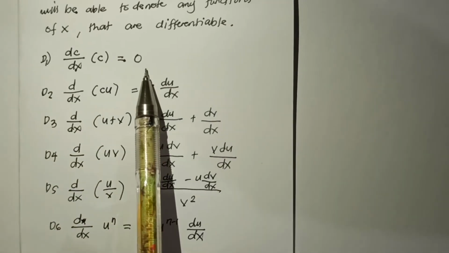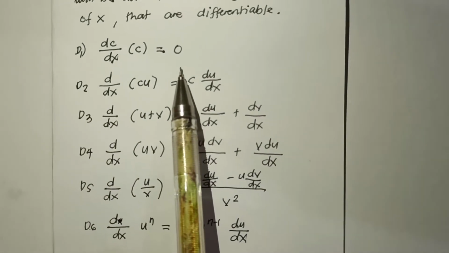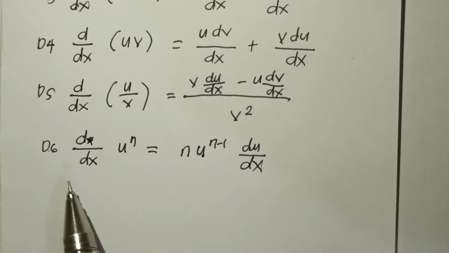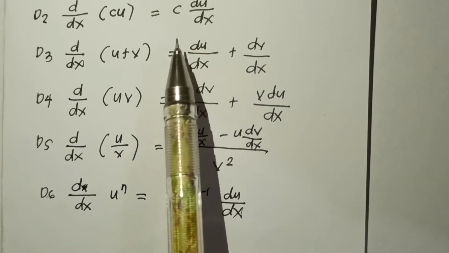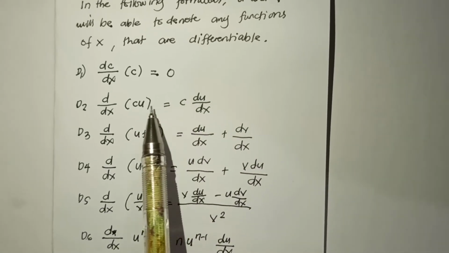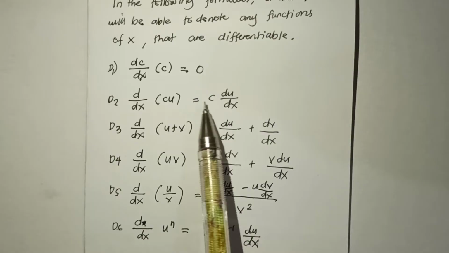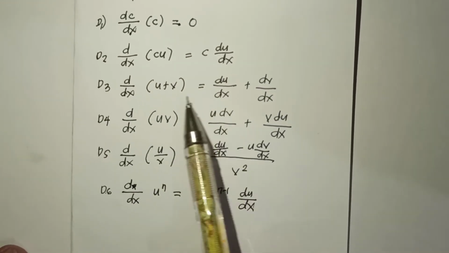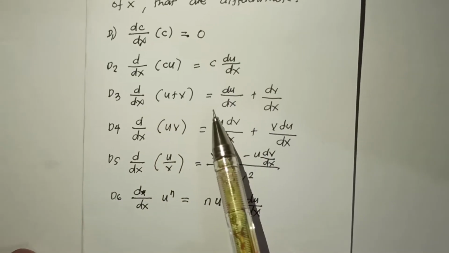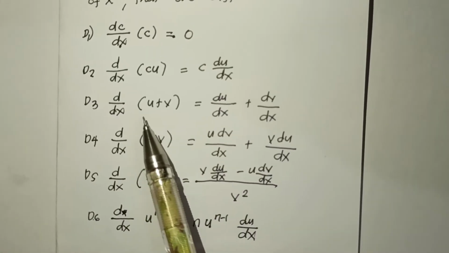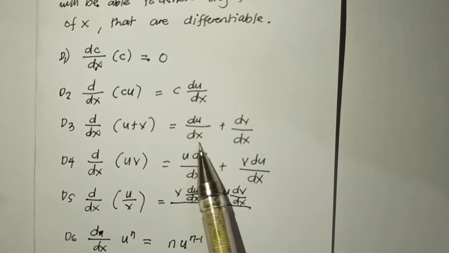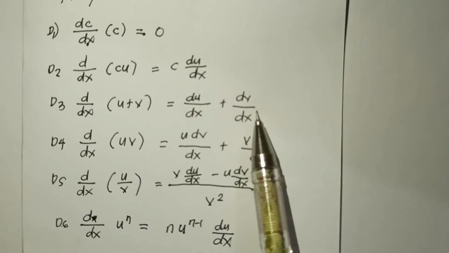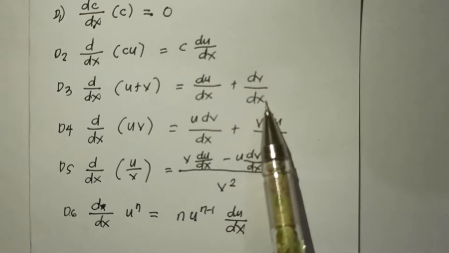D1 is the derivative of a constant. And we have here D3, D4, and D5. We have to follow this concept, which is that c, the constant, will be out of this part. So, ating ilabas yung constant. Sa derivative 3 or D3, we have the derivative of u plus v is equal to du over dx plus the derivative of v with respect to x.